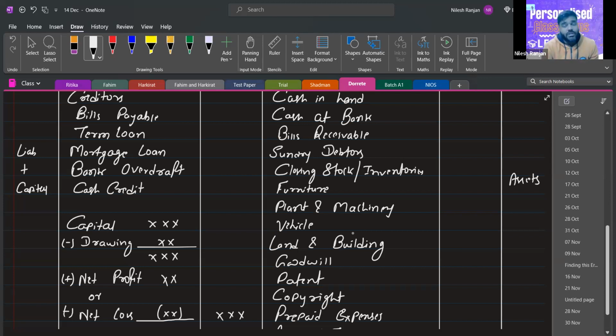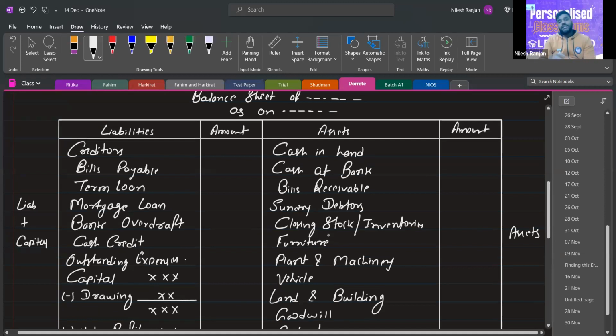Next is capital, meaning the amount invested by the owner, and minus drawing, meaning the amount withdrawn by the owner for personal use. Plus net profit, meaning the profit that you have calculated in the profit and loss account, or net loss. There are one or two more items here, like outstanding expenses, meaning expenses that are incurred but not paid yet. So it is outstanding expenses.